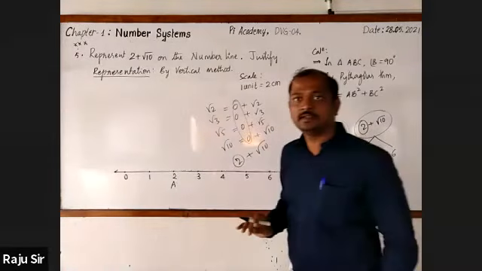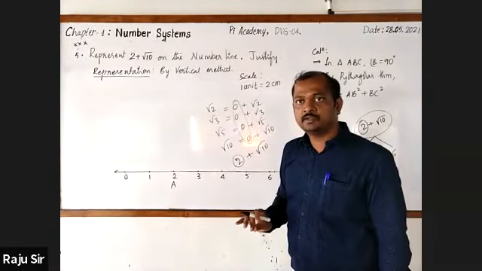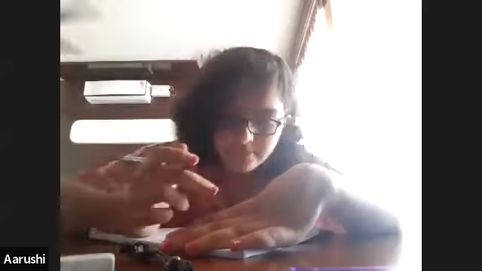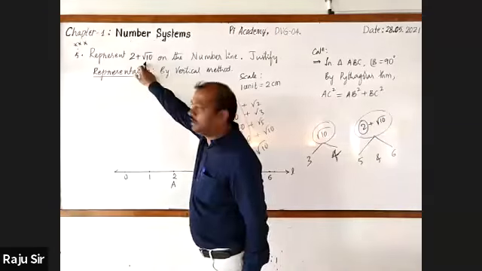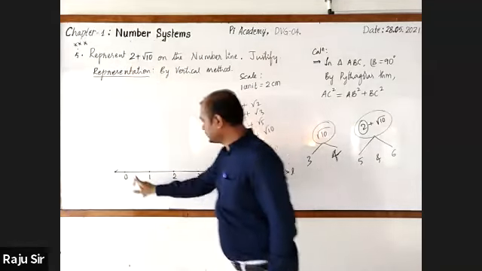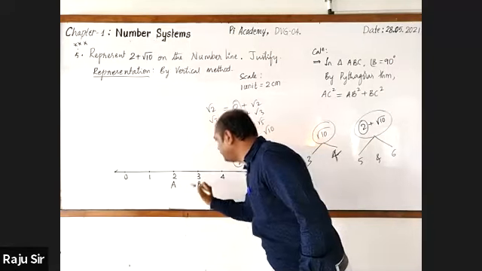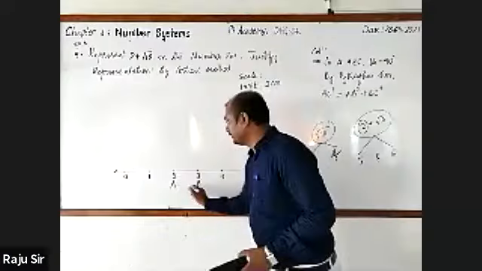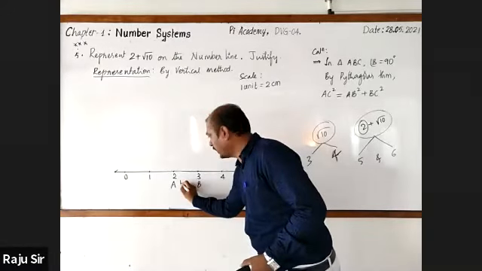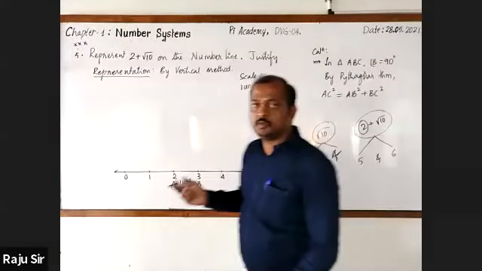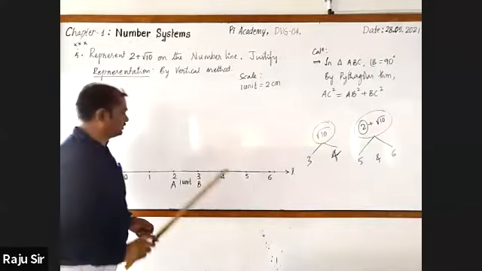Did you understand? Yes, sir. Because here we have root 10 after 2. That's it. Now this is A. Then let us take 3 as B. Now what is the distance from A to B? 1 unit. Now let's follow as usual.